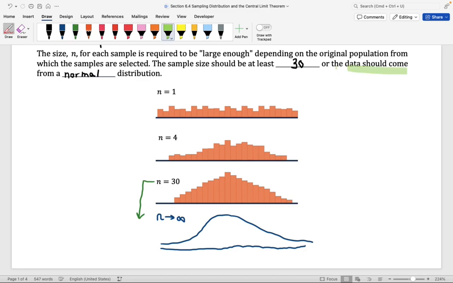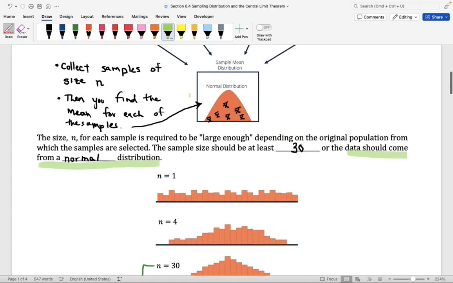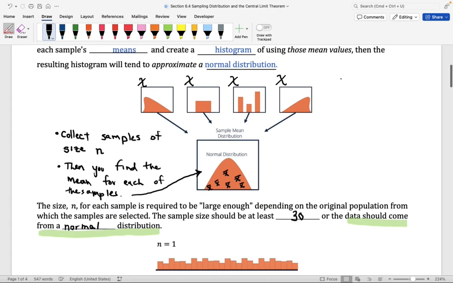Now here, the second sentence says, or the data should come from a normal distribution. What we're saying here is that if we know that X follows a normal distribution, then even if the sample size is less than 30, we can still apply the central limit theorem. If X follows a normal distribution, then the sampling distribution will follow a normal distribution even if the sample size is less than 30.